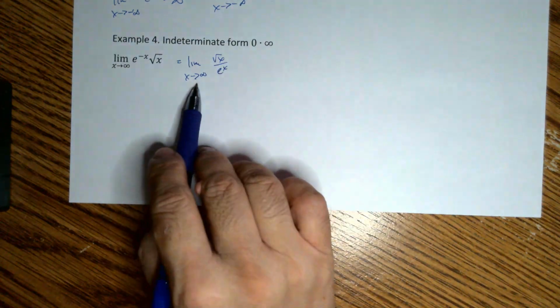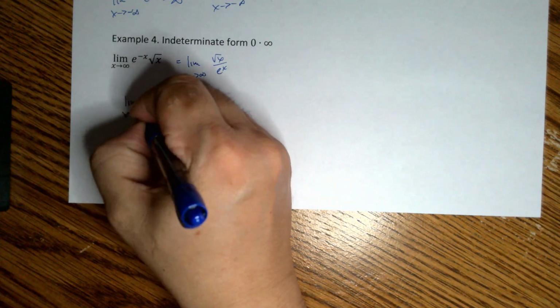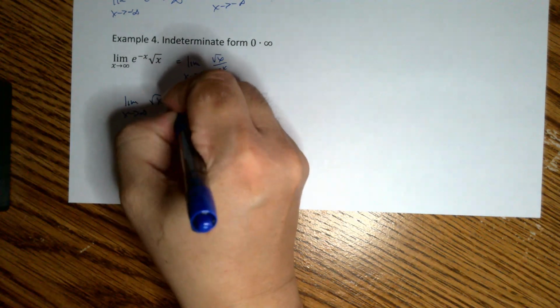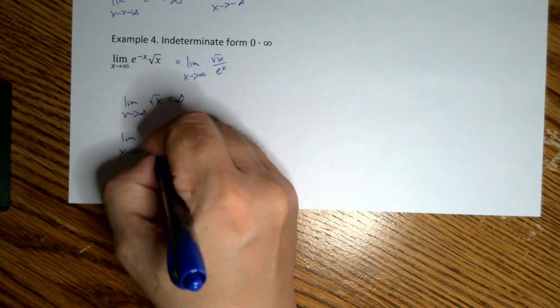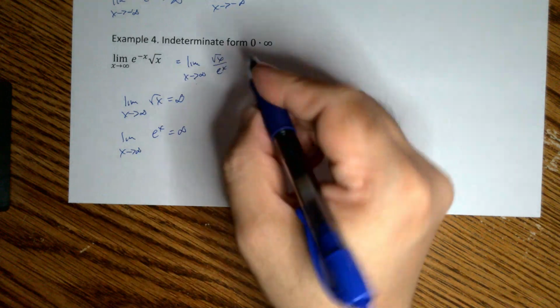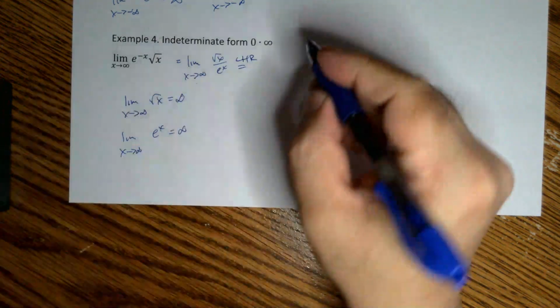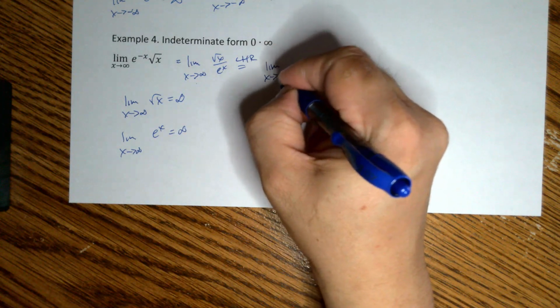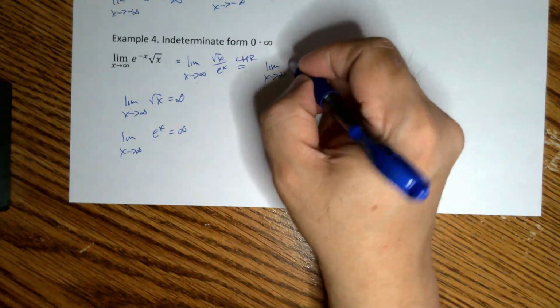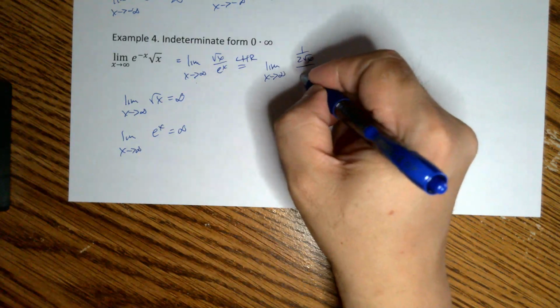Now look, as x goes to infinity, now I can do the whole limit thing. Limit as x goes to infinity, the square root of x is infinity. And the limit as x goes to infinity of e to the x is infinity. So now I have infinity over infinity. So now you apply L'Hopital's rule. And L'Hopital's rule says I take the derivative. Derivative of square root of x is 1 over 2 root x. And derivative of e to the x is e to the x.